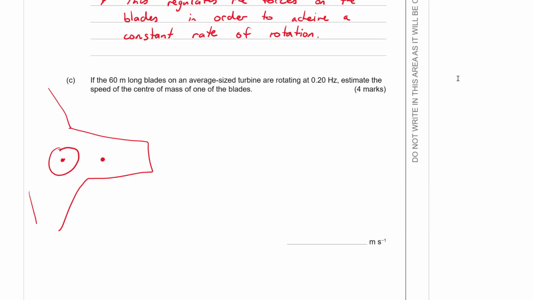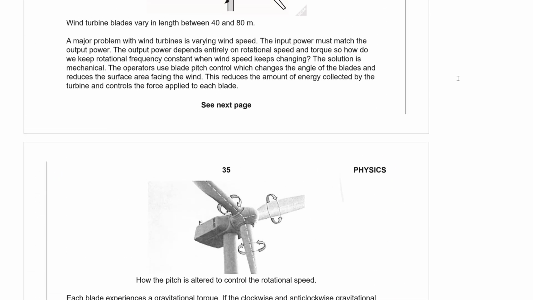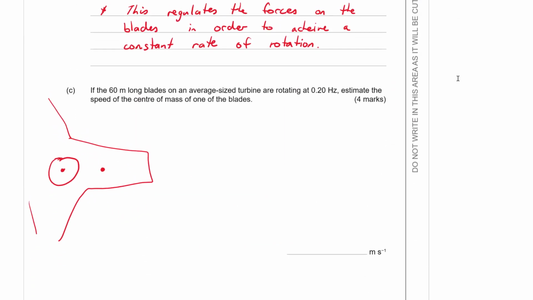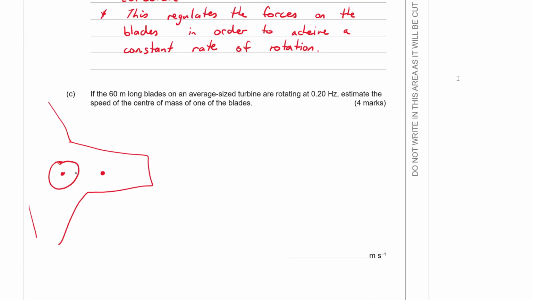Now, I know they're a little bit picky about this in the marking key. If you go up here and have a look at the blades, notice how they're larger closer to the base. That means that the expectation is that you place the center of mass closer to the rotational pivot. So my estimate is 20 meters. If you chose 30 meters, you would have lost a mark there, which is a bit unfortunate. And the total blade length is 60 meters.